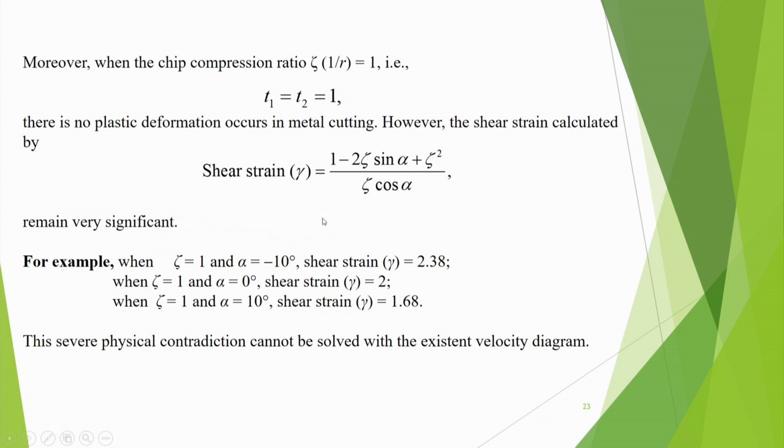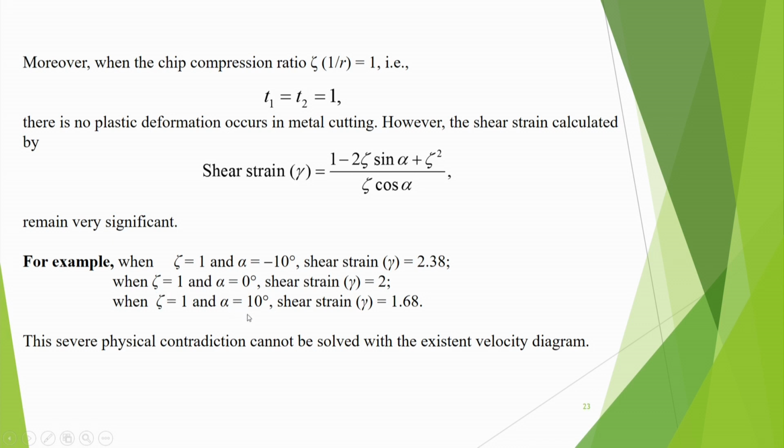It remains very significant. So, for example, when zeta is equal to 1 and alpha is equal to minus 10 degree, if I put this value, then I will get shear strain as 2.38. When zeta is equal to 1 and alpha is equal to 0 degree, then I get shear strain gamma equal to 2, and when zeta is equal to 1 and alpha is equal to 10 degree, then I get shear strain equal to 1.68. So, for 0 rake angle, you get shear strain equal to 2 when zeta is equal to 1.